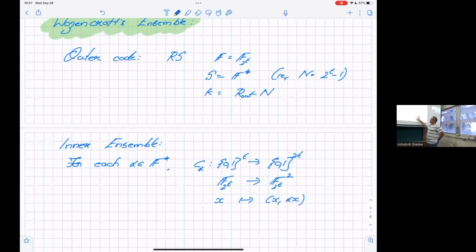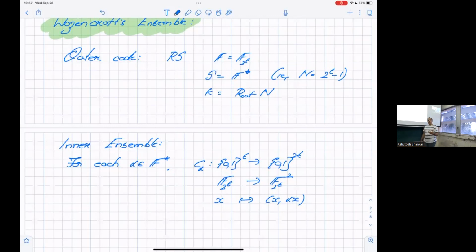So that's the inner code. We have to prove something about it. Thinking of it as a field element, I'm doing multiplication in the field, and then going back to the Boolean representation. So C alpha as a code depends very much on which representation for the field I use. Certainly for every choice of alpha, this is a linear code, even when I do it over the binary alphabet.